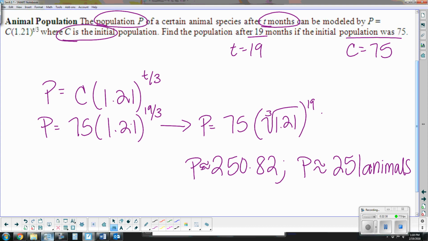All right, the next few, you should try those all on your own, and then you can pause the video while you work, and you can unpause for the solution.